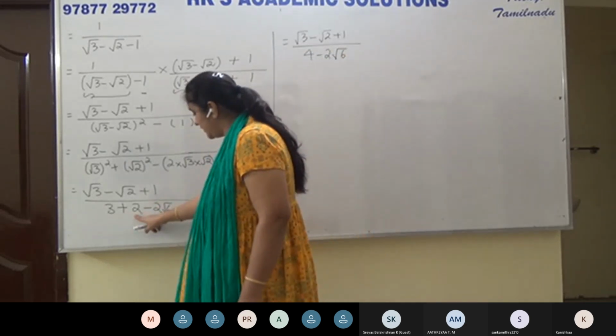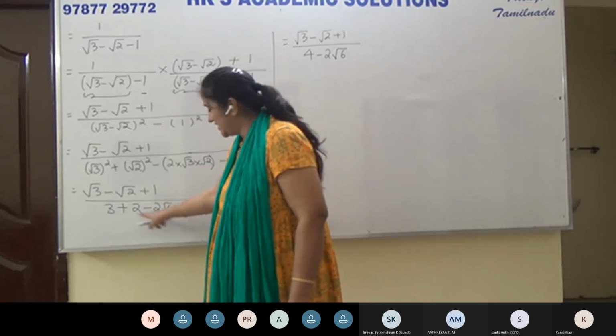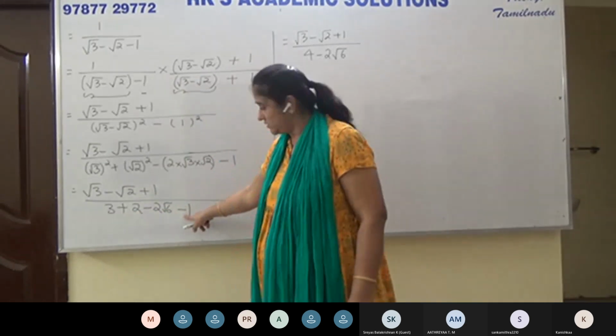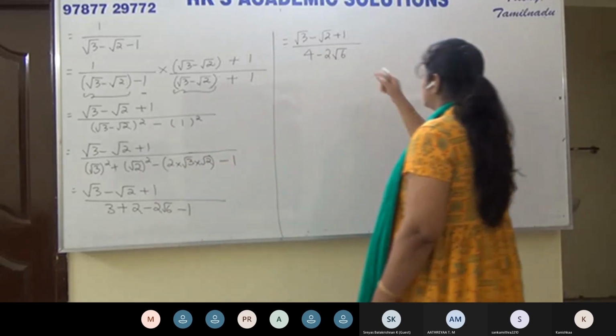See, children, 3 plus 2 is 5. It's not 5 minus 2. So 3 plus 2, 5. 5 minus 1, 4. 4 minus 2 root 6.